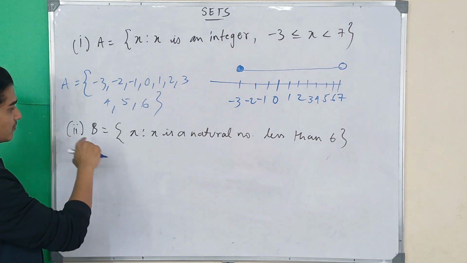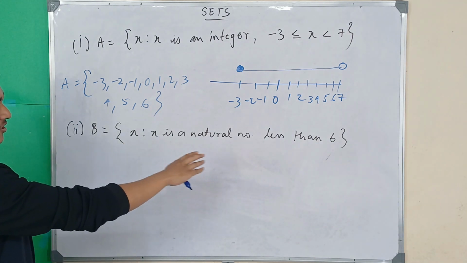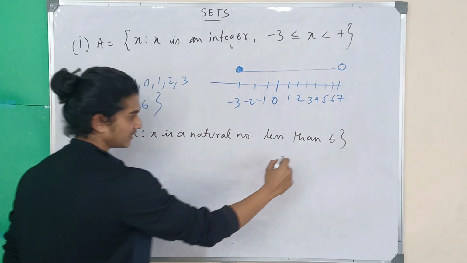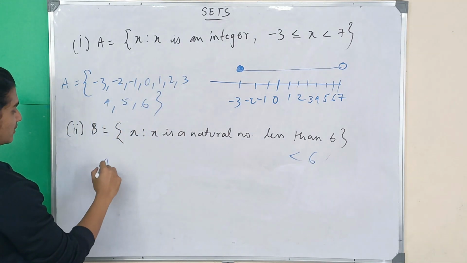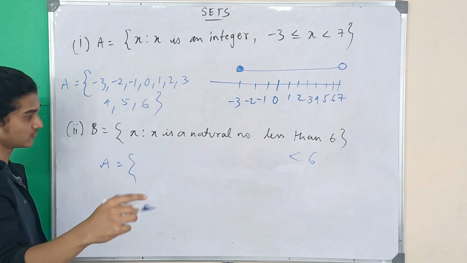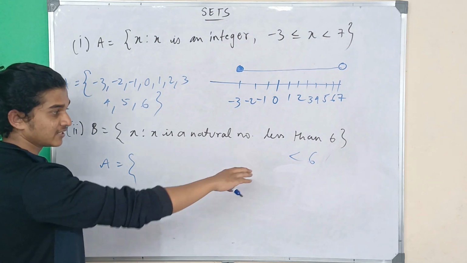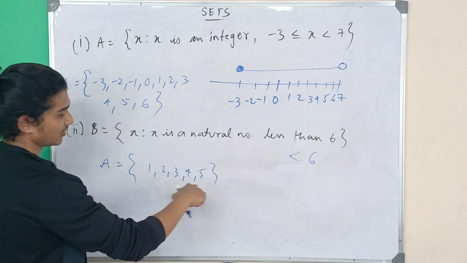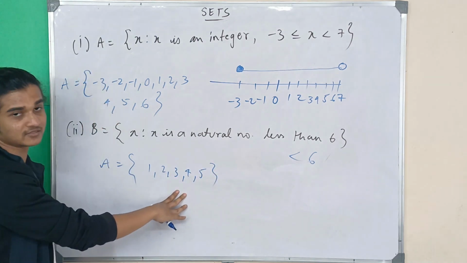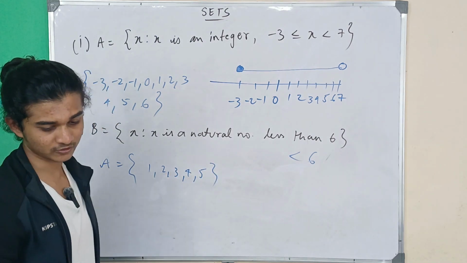So the next problem is B is the set of all x such that x is a natural number less than 6. So they're saying less than 6 but not equal to 6. So all the natural numbers less than 6. Natural numbers start with 1, 2, 3, 4, 5 and so on, and they're saying it is less than 6. So 1, 2, 3, 4, 5. Let's stop with 5 because they're saying less than 6. So this is the first two problems.